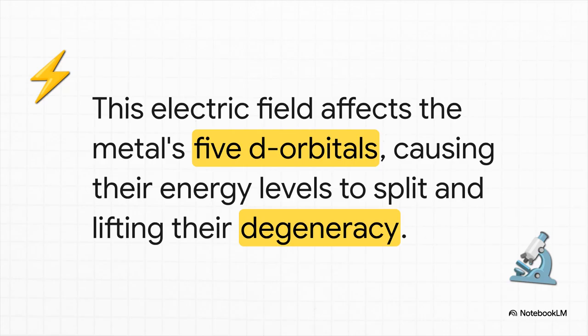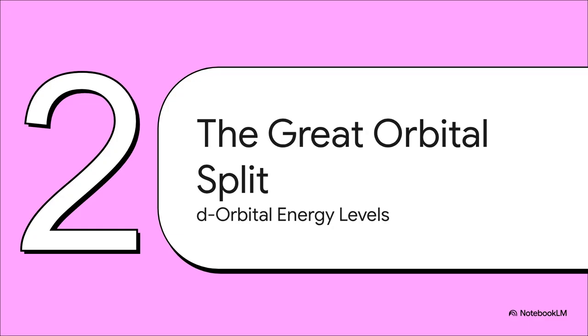The entire magic trick is about how this electric field from the ligands interacts with the places where the metal's outermost electrons hang out, the orbitals. And we're going to be focusing on a very special set of 5 of them, known as the d orbitals. So here's where things get really interesting. This interaction causes something totally unexpected to happen. Those d orbitals, which are normally all at the same energy level, get split apart. They're forced into different energy levels. Let's dig into how that actually works.